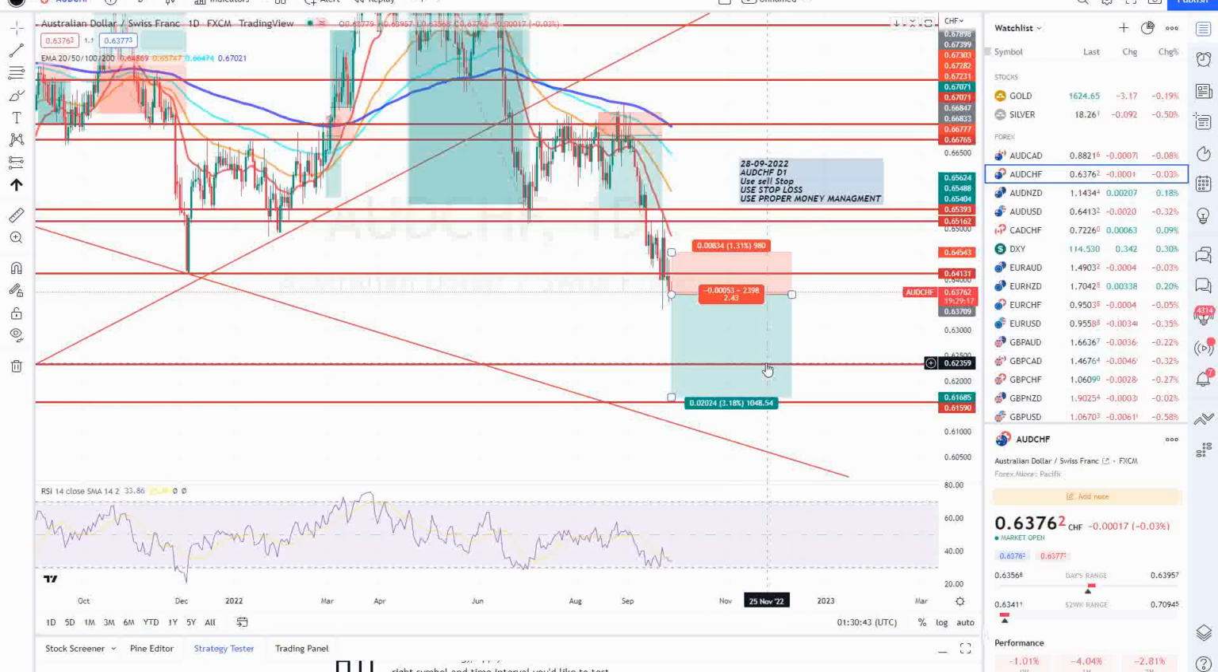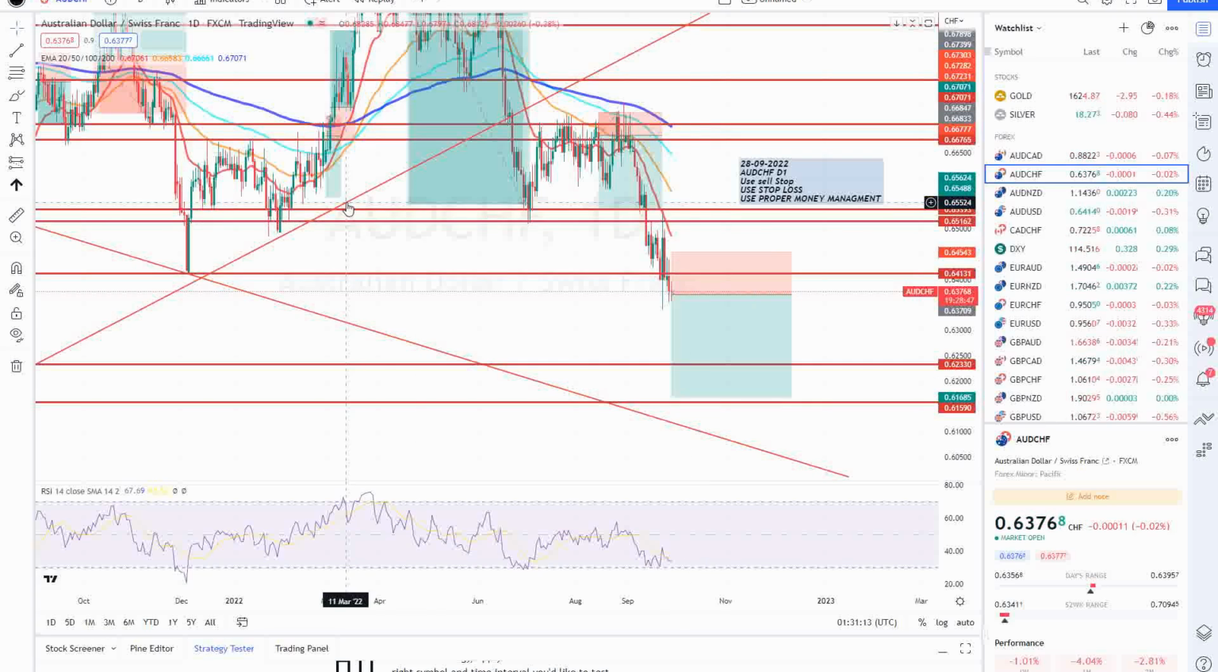There is a probability that price may return from this value, but I think it's already going in downtrend. Australian dollar is getting weaker and weaker, and most probably it will touch our take profit. So today is 28/9/2022. It is the latest update, latest signal about the Australian CHF, and hopefully this one touches our take profit, and let's see.